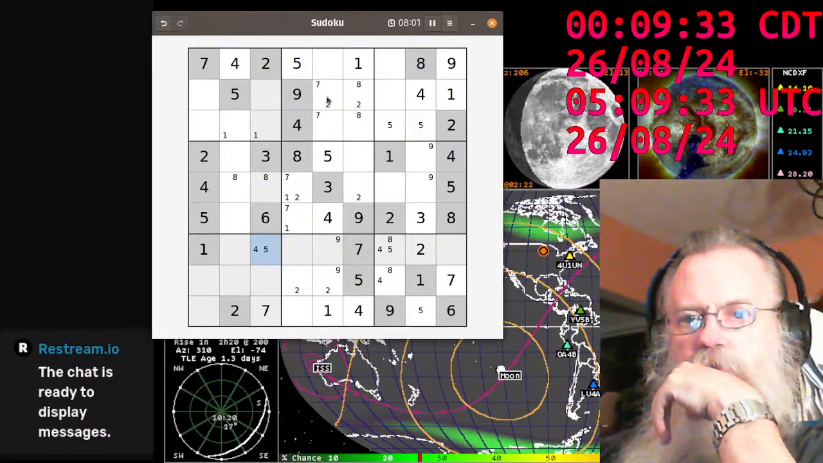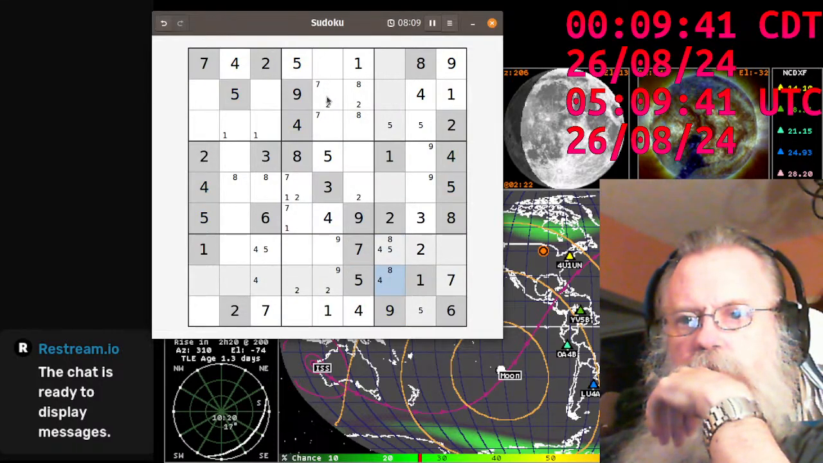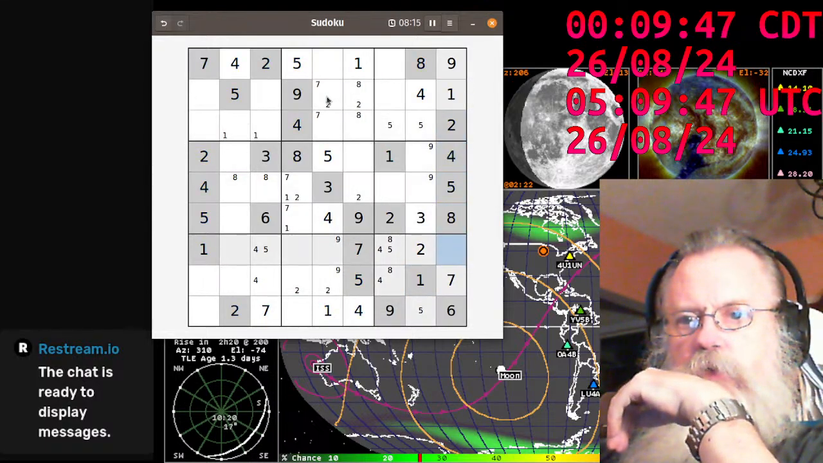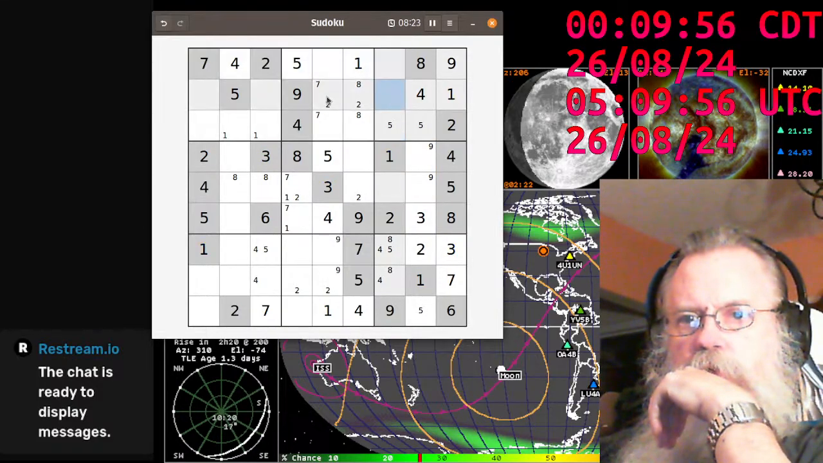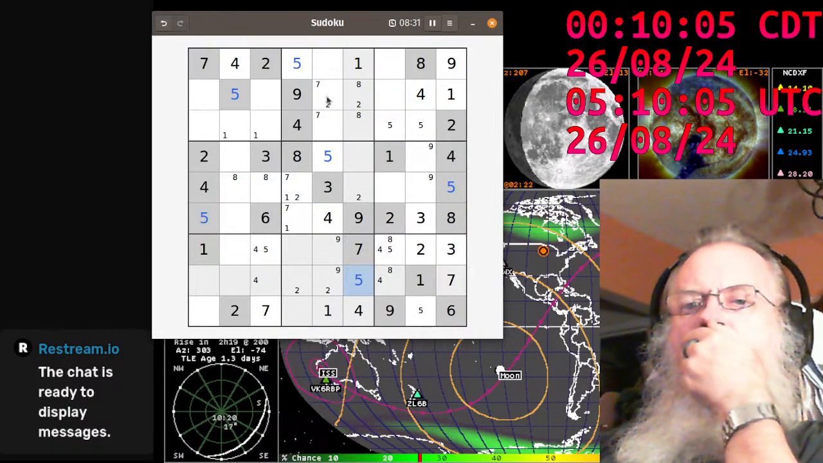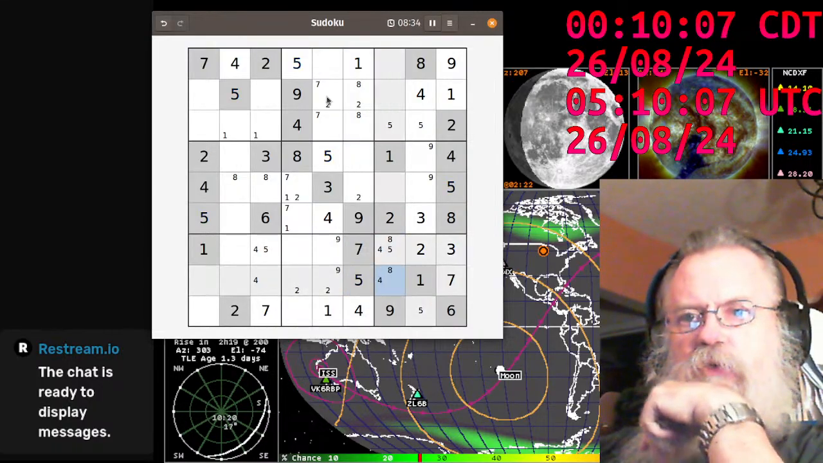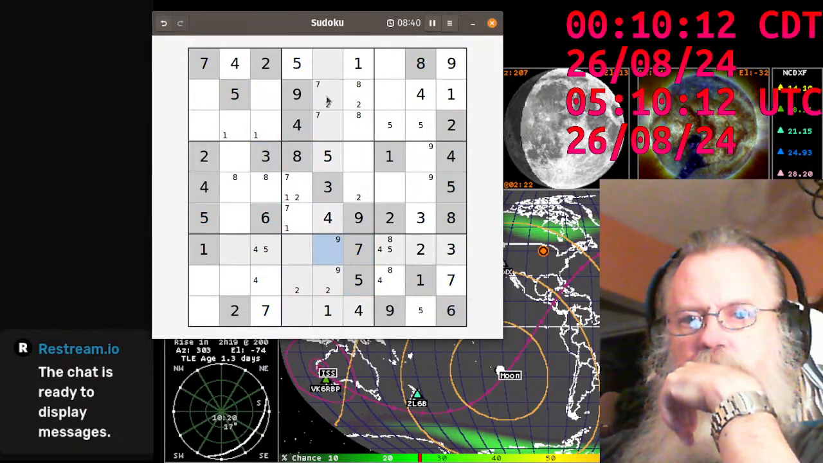4, one of these two is going to be a 4. One of these two is a 4. Oh, hey, before I get too much further, 1, 2, this one's going to be a 3. And one of these 3 will be a 3. Back to fours, 2 possibilities there. Okay, 4s are marked.